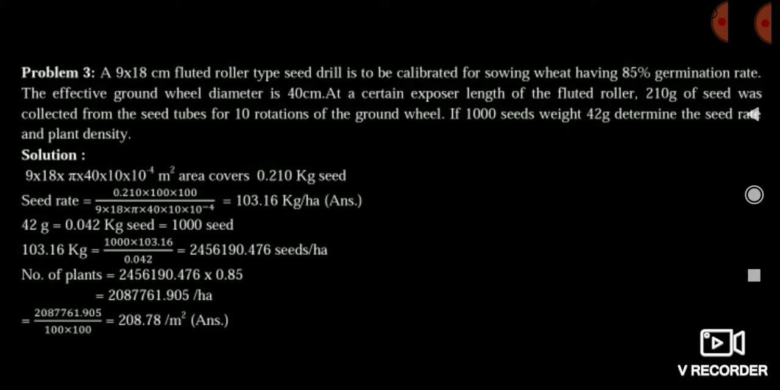Now friends, the first thing you should do is calculate the area. For calculating the area you need length into breadth. So width is equal to 9 into 18 centimeter and length is equal to pi d n. Here n is given, that is 10 rotations of ground wheel. So n is 10, pi is given and d is 40 centimeter. So convert it into hectare, so divide it by 10 to the power 4.